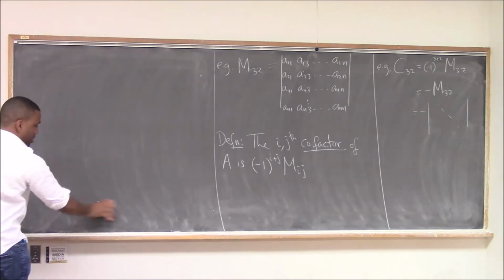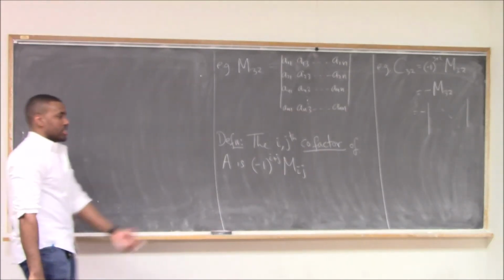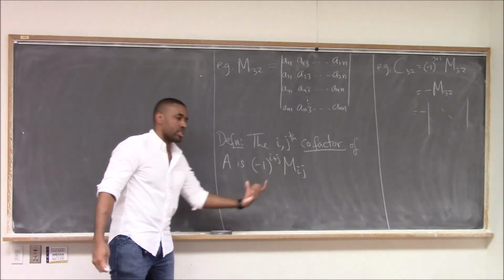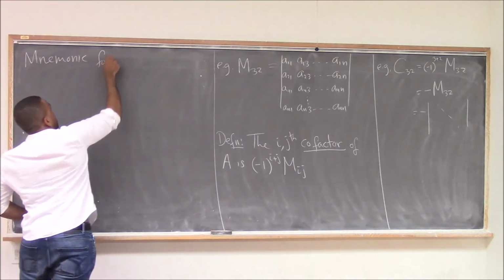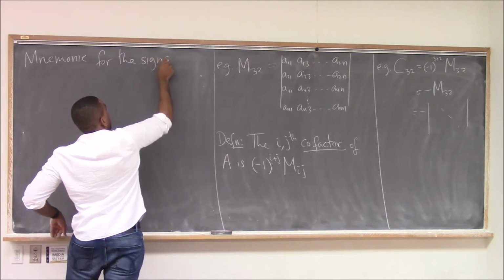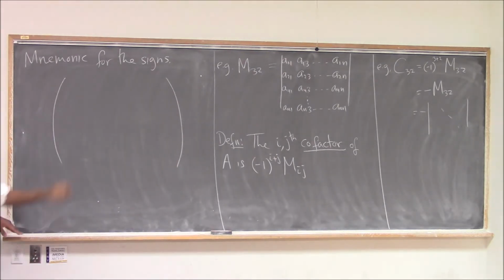Now personally I don't like memorizing formulas, so whenever there's a method for not having to memorize it, I usually take that as well. There's a way that you can remember how you would apply the signs. There's always going to be a plus sign in the top left corner, right? Because that would be the 1/1th position. So that's -1 raised to the 1 plus 1. That's -1 squared, that's going to be a plus.